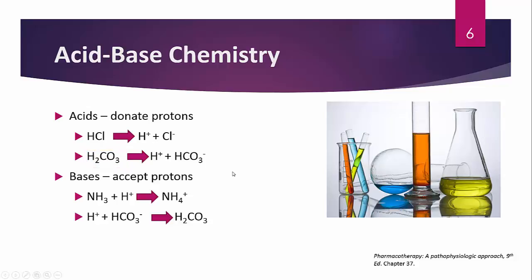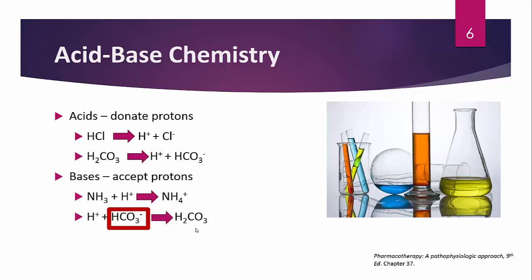Now, thinking on the converse side of acids, we have bases. First one we'll talk about is ammonia specifically. Ammonia can accept protons, so NH3 can accept a proton to become NH4+. Similarly, bicarbonate can accept a hydrogen ion to become carbonic acid.